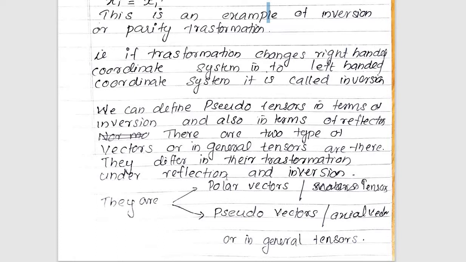In the case of rotation, the transformations are the same, but in the case of reflection and inversion, their transformations are different. According to that difference, we can classify tensors into polar tensors or polar vectors, and axial vectors. Axial vectors are otherwise called pseudo vectors.